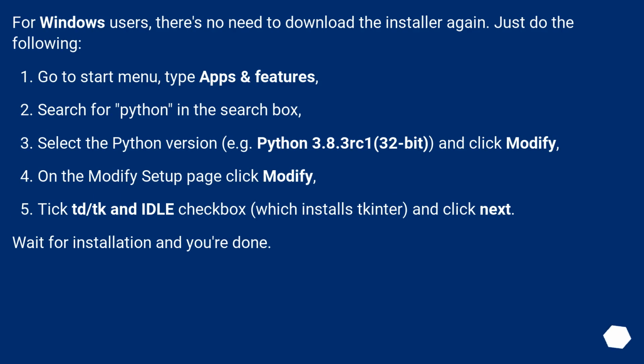For Windows users, there's no need to download the installer again. Just do the following. Go to the Start menu, type Apps and features, search for Python in the search box. Select the Python version, for example Python 3.8.3 RC1 32-bit, and click Modify. On the Modify Setup page click Modify, tick the td/tk and IDLE checkbox, which installs tkinter, and click Next. Wait for installation and you're done.